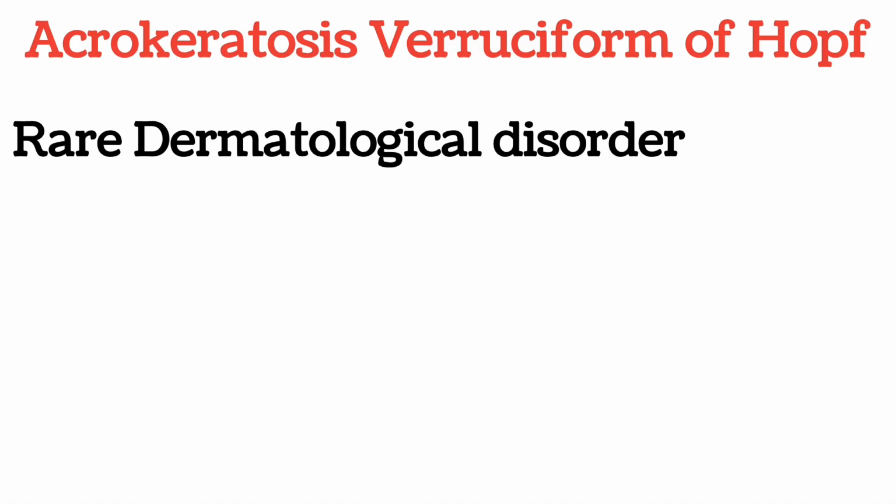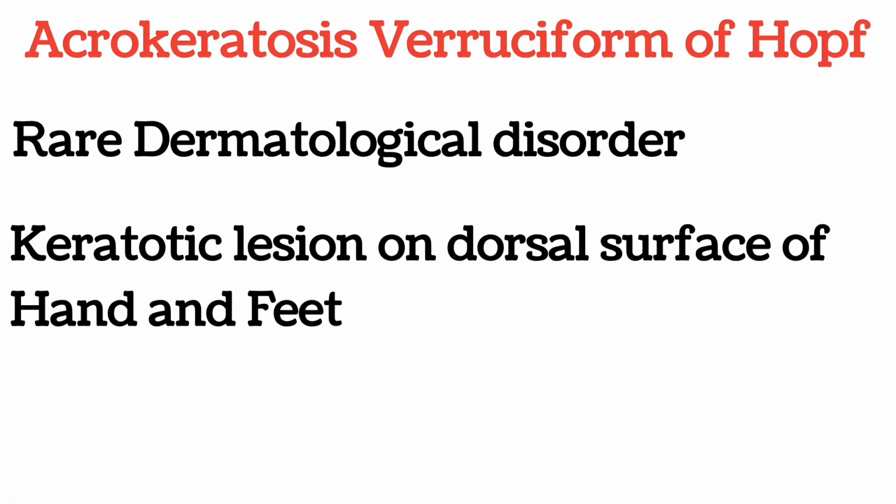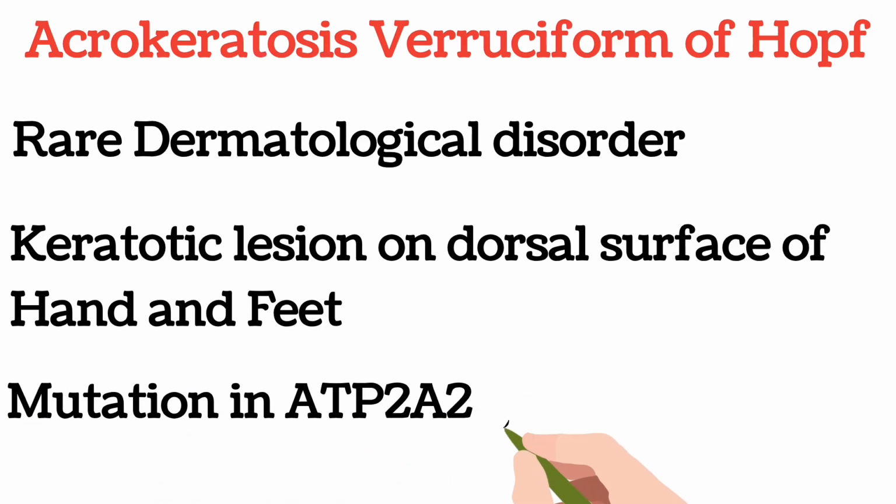It is very rare and classically characterized by keratotic lesions on the dorsal aspect of the hands and feet. So it mainly affects the hands, feet, and ankle area, and the lesion is on the dorsal surface. It is a wart-like lesion. It is due to a mutation in the ATP2A2 gene.